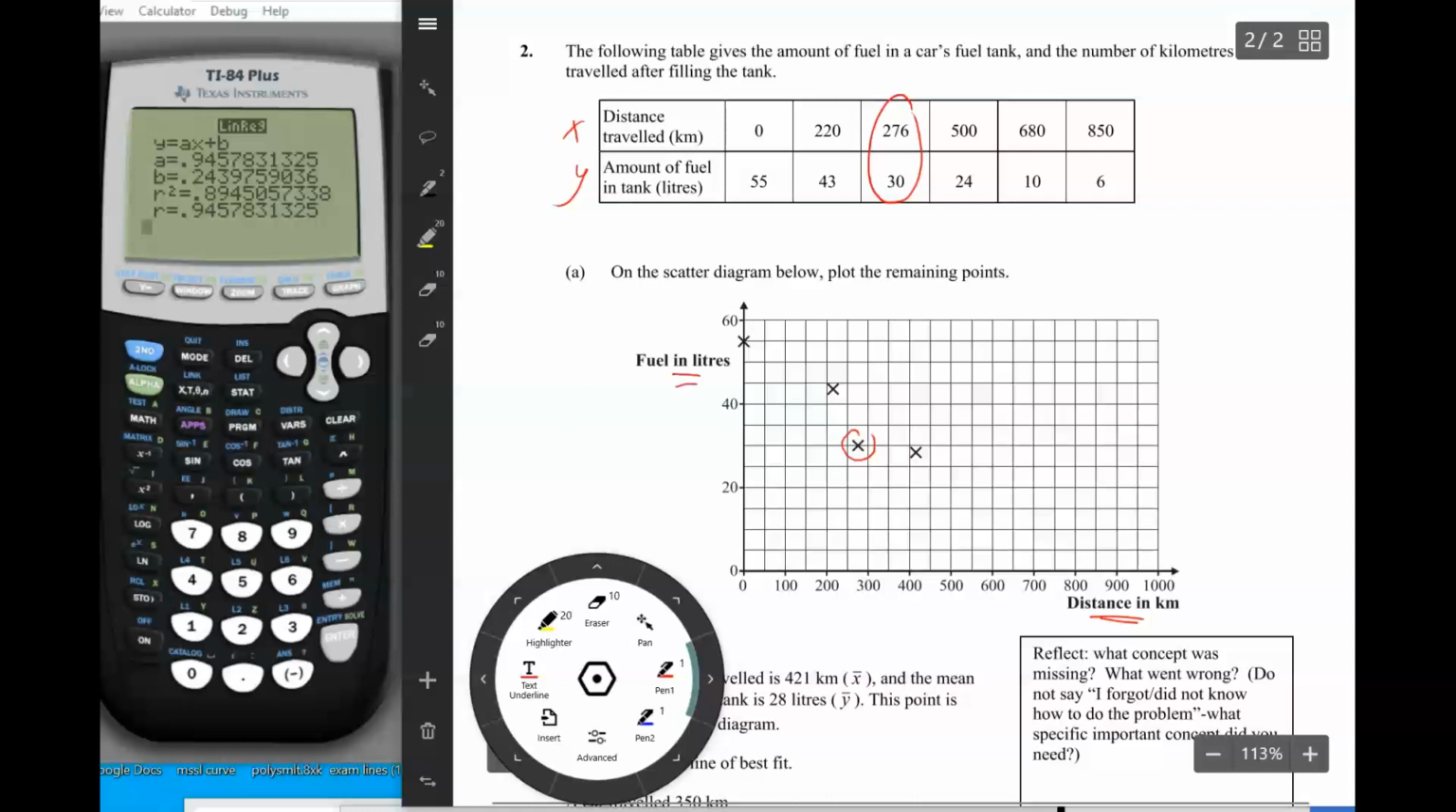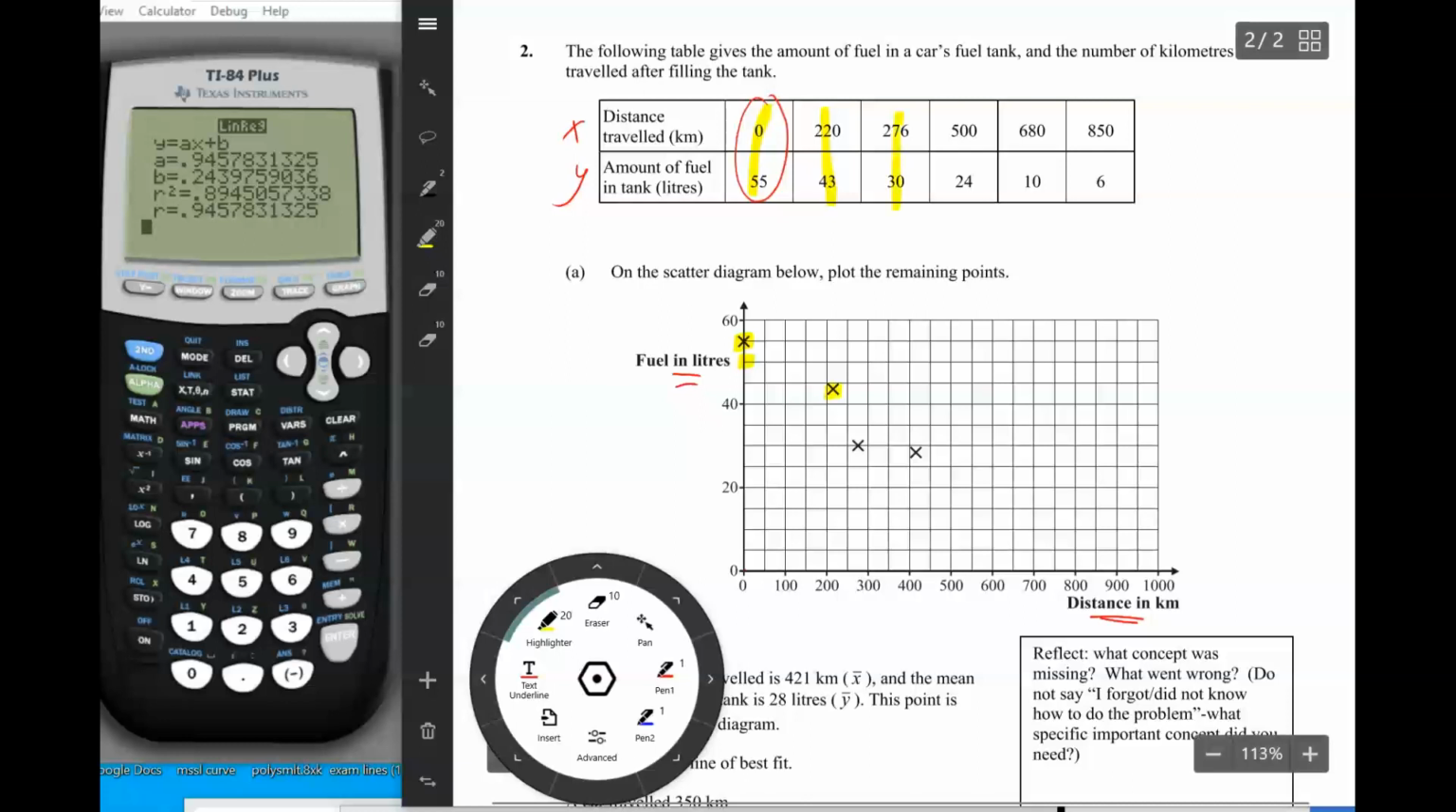So that's the way we're going to graph these points, okay? Let's start with (0, 55), which is the first point. 0 is the x, and 55 is the y. Oh, they've already graphed that one, okay? What about (220, 43)? 220 is here, and 43 would be about 50 right there, right? So 43 would be that one here. They already graphed that one too.